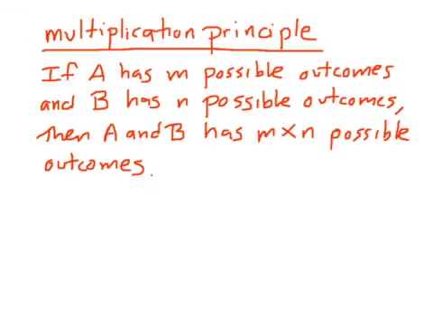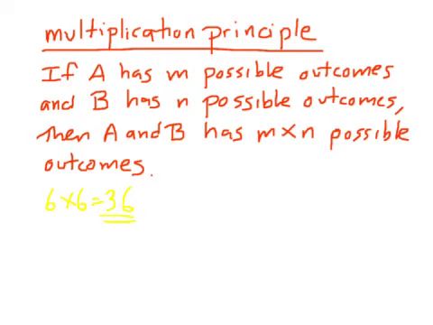This leads to another idea called the multiplication principle, which we've actually been using all along. Basically, if A has m possible outcomes and B has n possible outcomes, then A and B together have m times n possible outcomes. We just saw that in my previous 2 examples, right? Where did I do 6 times 6 equals 36? Because there were 6 possible outcomes for the first die and 6 for the second die. There were 36 outcomes overall.